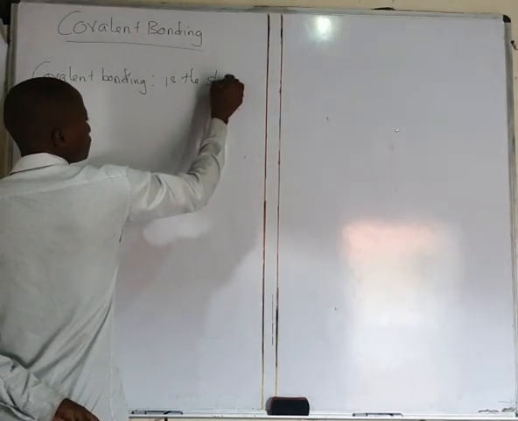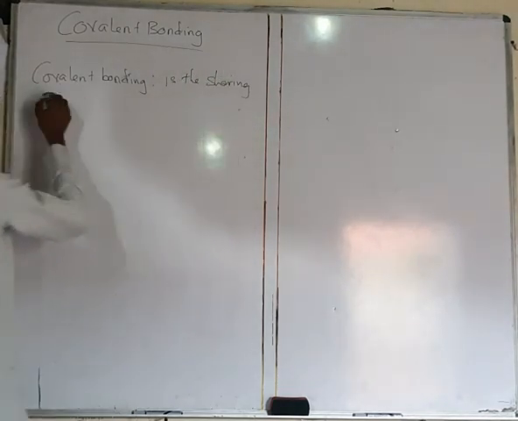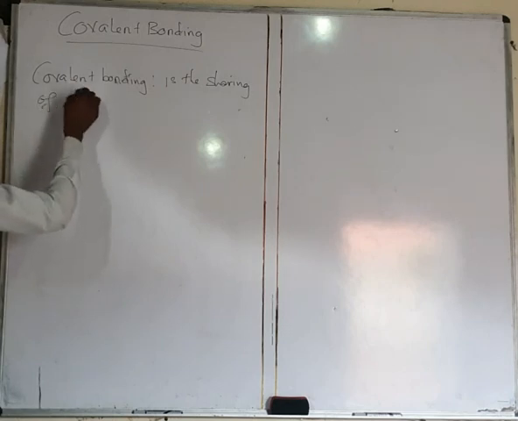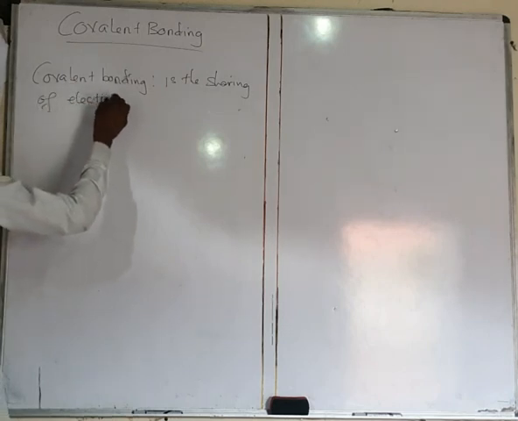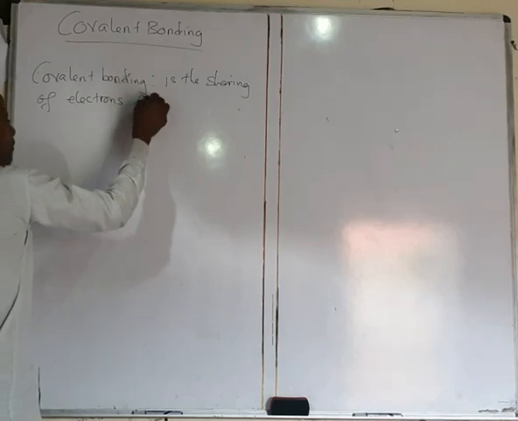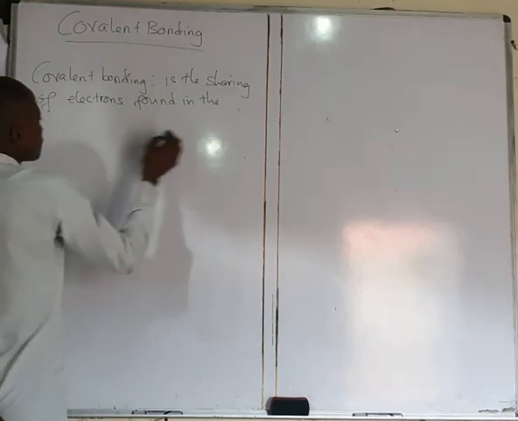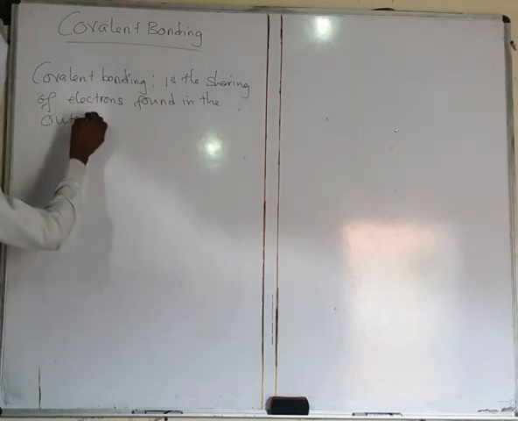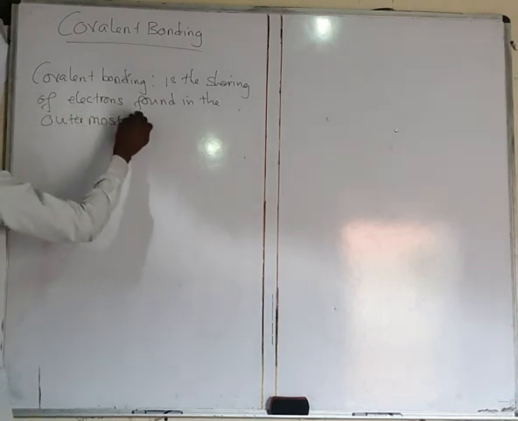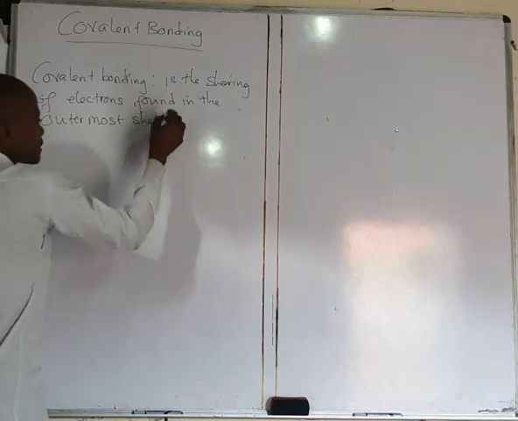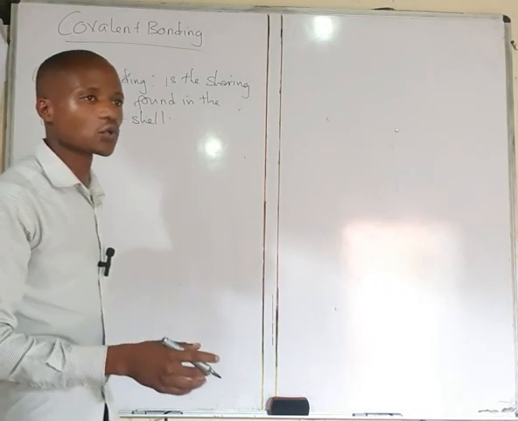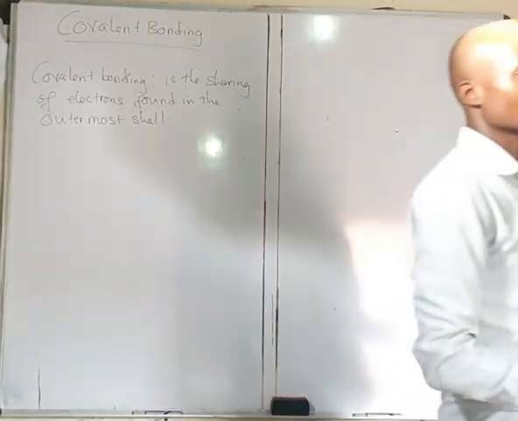It is the sharing of electrons found in the outermost shell. That is what is called covalent bonding. So it involves the sharing of electrons.